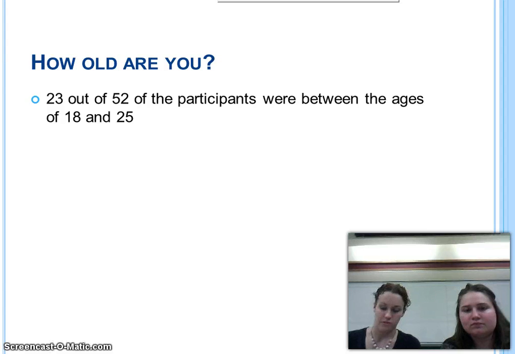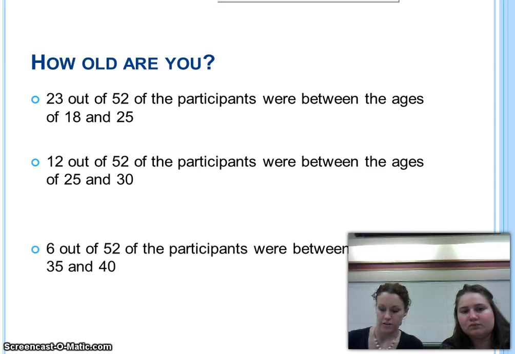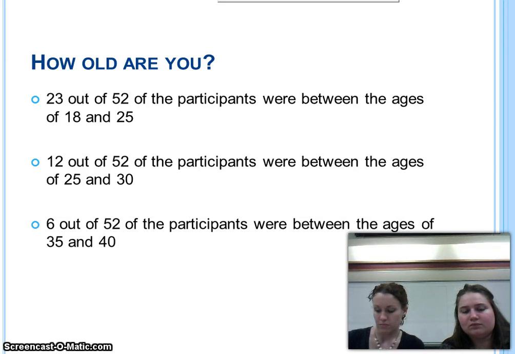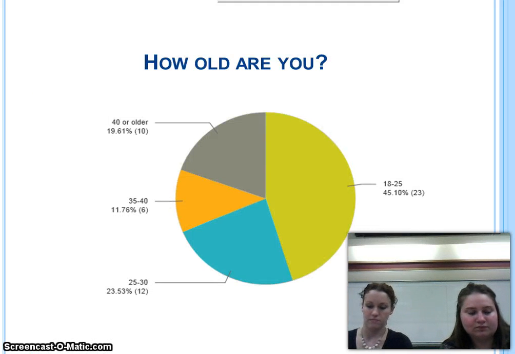Of the 52 people surveyed, approximately 23 of the people responded that they were between the ages of 18 and 25. 12 said they were between the ages of 25 and 30. 6 people said that they were between the ages of 35 and 40. 10 people responded that they were 40 years or older, and one person refused to respond.